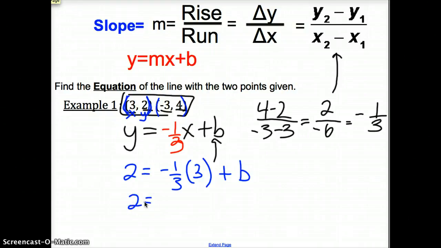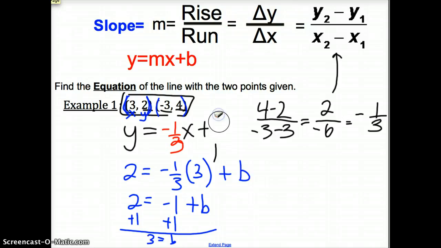Let's see, -1/3 times 3 is -1 plus b. One more step and I have b. Plus 1 to both sides. b equals 3. So there is my intercept. So apparently my rule is -1/3 x plus 3.